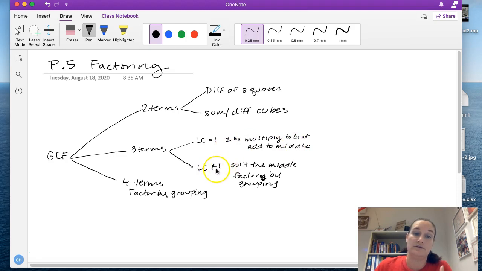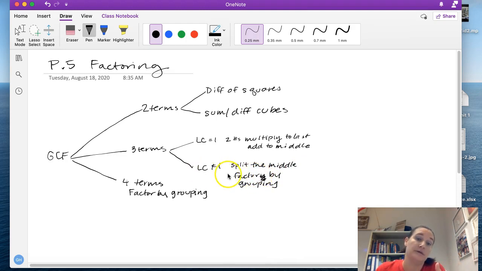If your leading coefficient is not 1, that's where it gets a little weird. Some people teach guess and check. Some people teach a weird method. We had one at my old school that was called slip and slide. Some people teach it like I do. So I teach a specific method. It takes a little bit longer than some other methods, but I like it better. I call it split the middle and then factor by grouping.